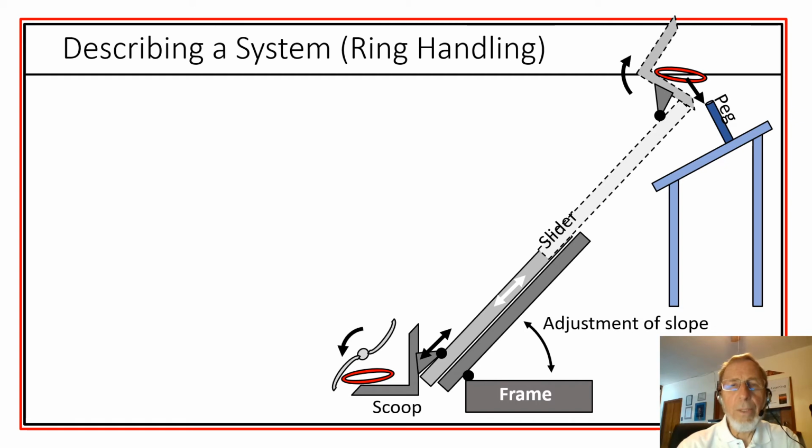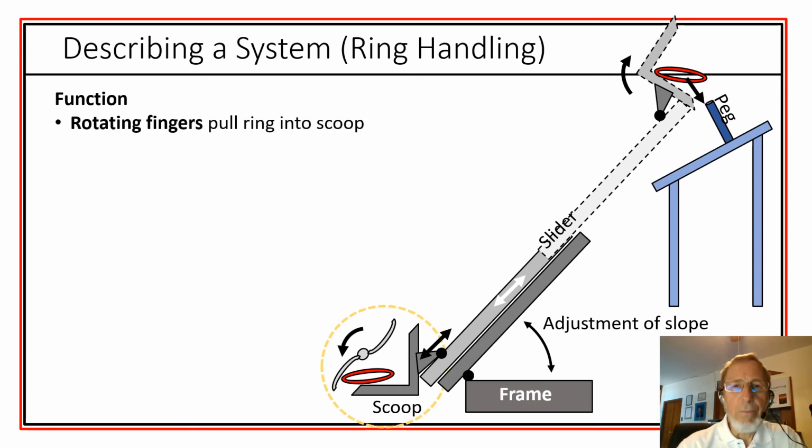Once we have identified and developed a concept for a system, it's important to describe or document that concept. So here for the ring handling system, one might develop a sketch such as shown here, and then make sure that the viewer, the reader, will understand the function.